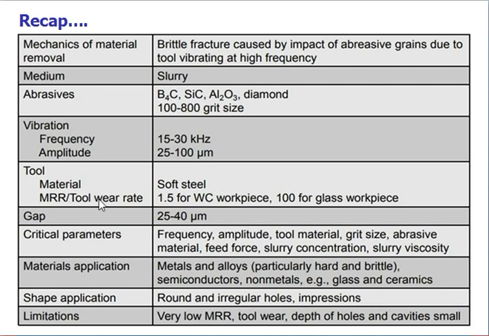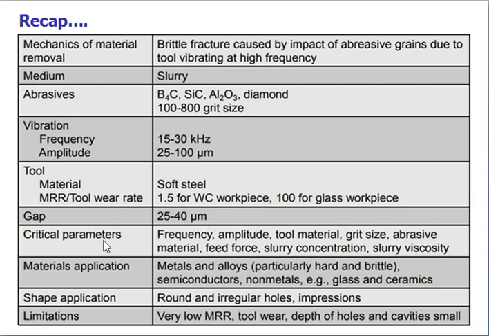And what are the MRR and tool wear rate? Obviously 1.5 for a tungsten carbide workpiece and 100 for a glass workpiece. What should be the gap that should be maintained between the tool and the workpiece? It should vary between 25 to 40 micrometer.